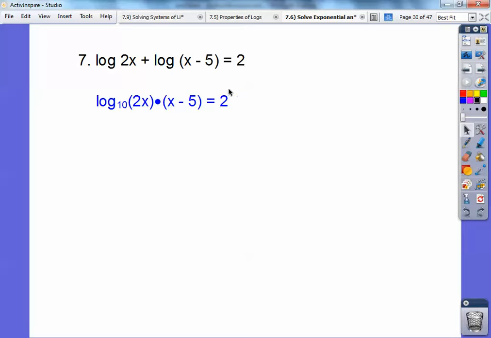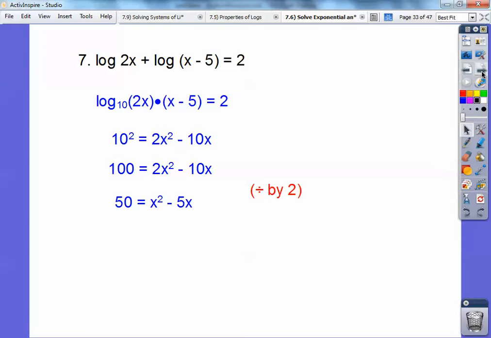All right, so now I'm going to go this base here to this power over here is going to equal this product right here. And I'm going to go ahead and distribute the 2x through the parentheses right there. All right, so I get that mess right there. 10 to the second equals 2x squared minus 10x, or 100 equals 2x squared minus 10x. Okay, those are all even numbers, so I can divide both sides by 2. I like smaller numbers when I'm solving quadratics. Quadratics have to equal 0, so I subtracted 50 from both sides.